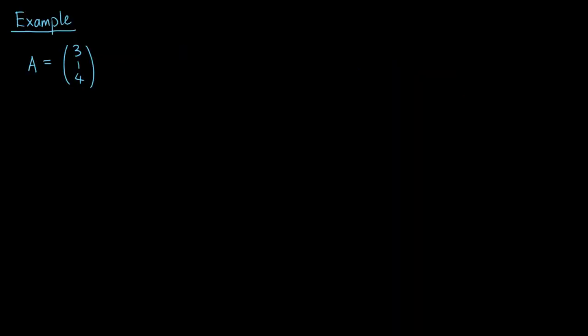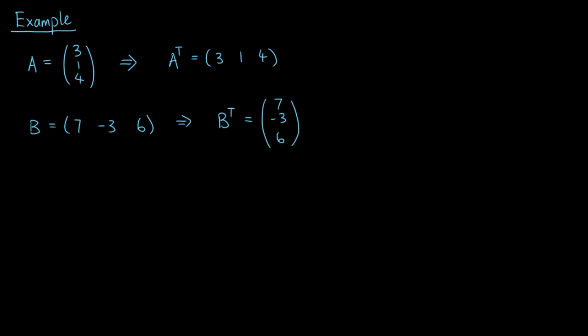Let's look at some examples. Suppose I have a matrix A, which is a column vector with entries 3, 1, and 4. Since A has one column only, A transpose has one row only, and the entries are also 3, 1, and 4. Now suppose B is a row vector with entries 7, -3, and 6. Since B has 3 columns, each with one entry, B transpose has 3 rows, also with one entry each, and again they are 7, -3, and 6.